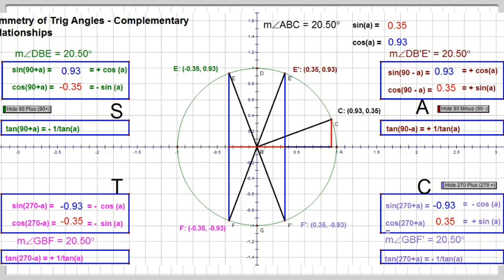In complementary angle symmetry, you always consider any angle that you're dealing with, if you want to relate it back to this quadrant 1 conventional angle, you always consider how far it is removed away from the vertical axis.